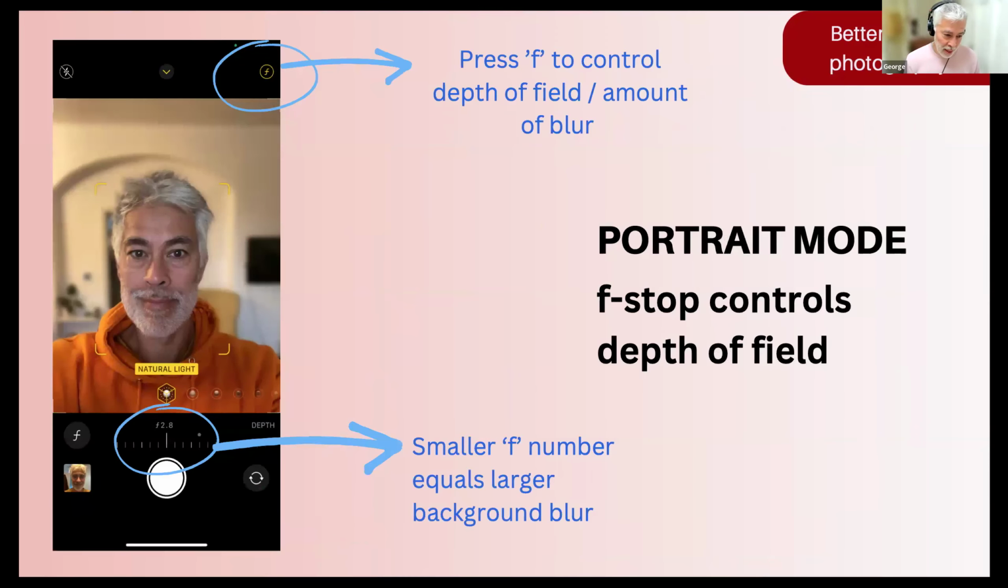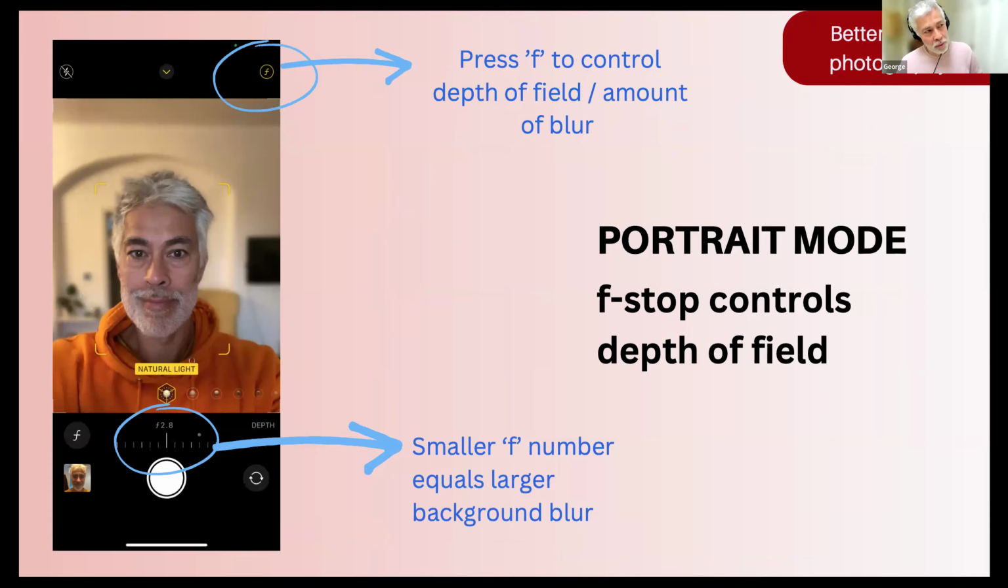What am I talking about here? If you are going to blur the background and you want to take control over how to do it, what I've done here in portrait mode on my phone is, up here there's an F. What does F mean? F stands for f-stop.